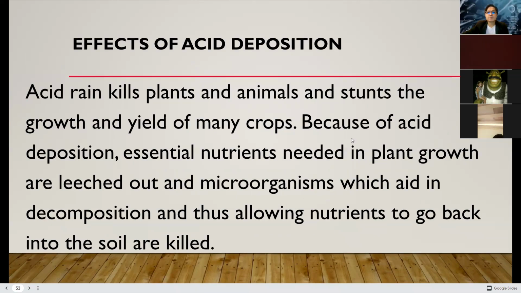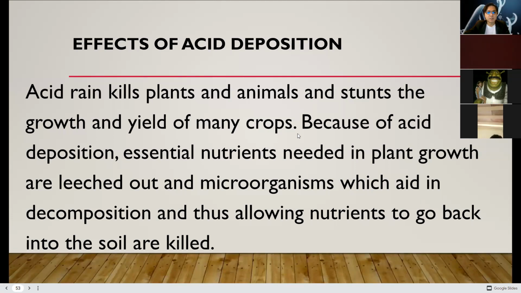Effects of acid deposition. Acid rain kills plants and animals and stunts the growth and yield of many crops. Because of the acid deposition, essential nutrients needed in plants' growth are leached out. It leaches out, and microorganisms which aid the decomposition, thus allowing nutrients to go back into the soil, are killed. They cannot fix nitrogen in the air because they are actually killed.